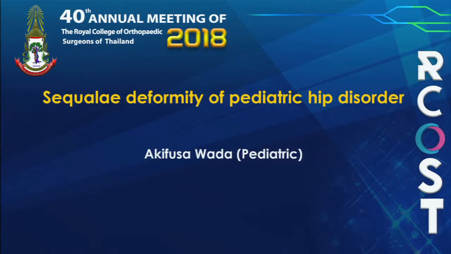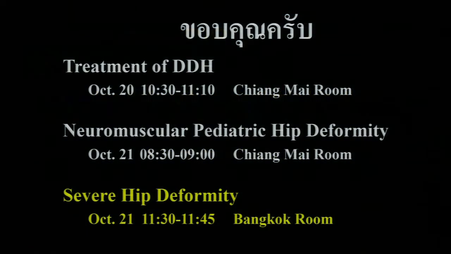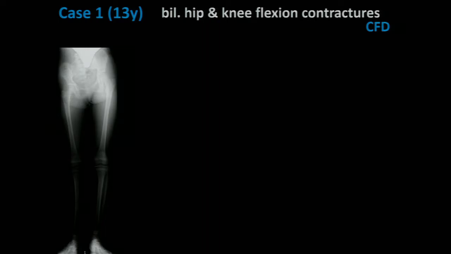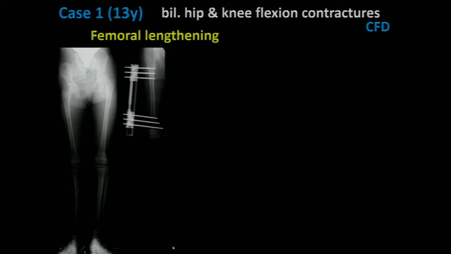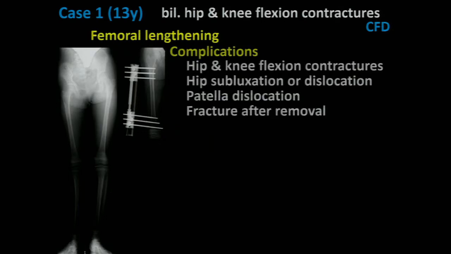I'm going to talk about severe hip deformity. First case: this patient had a severe hip and knee flexion contracture. The disease is CFD, congenital femoral deficiency. It's a difficult condition because after femoral lengthening, many complications occur: hip and knee flexion contracture, hip subluxation, dislocation, partial dislocation, and fracture after removal. Many complications should be considered.